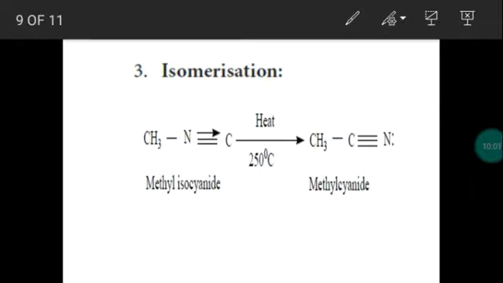So we heat isocyanide at 250 degrees Celsius. When we heat isocyanides, this will become cyanide. Due to the rearrangement, the bonding atom will be different. In isocyanide, nitrogen is bonded with the methyl group, and in cyanide, carbon is bonded with the methyl group. So due to the rearrangement, the process is called isomerization. We get another tautomer.